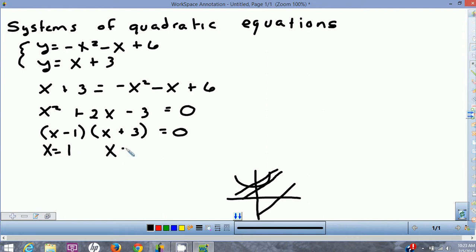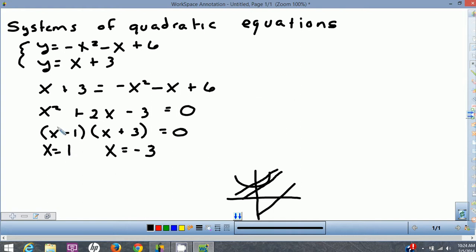Important concept, never forget that one. If you set your factors equal to 0, you get the solutions to your quadratic. You get your x-intercepts as long as they are real numbers. So I have x equals 1 and x equals negative 3. Well, when we're looking for a solution to a system, we're looking for a coordinate. We're looking for an ordered pair. I need my y value.